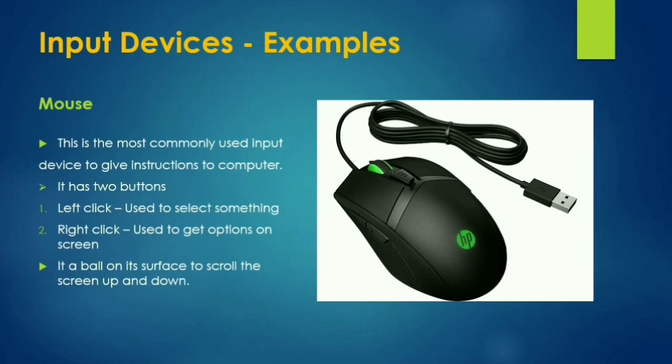Mouse. This is the most commonly used input device to give instruction to the computer. Yes, we have seen the mouse many times, right? It has two buttons. One is left click. This is used to select something from the list or from the screen. The second one, right click. This is used to get options on the screen. Yes, along with these two buttons, mouse has a ball on its surface to scroll the screen up and down.